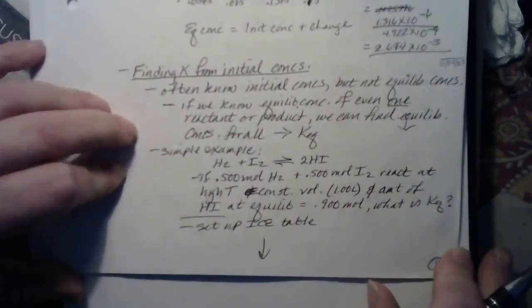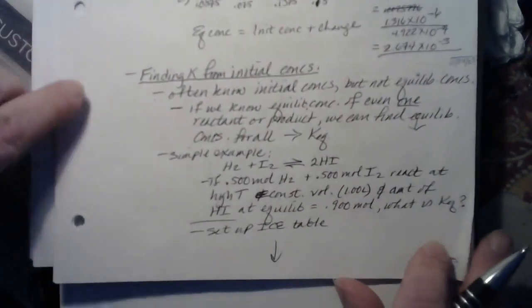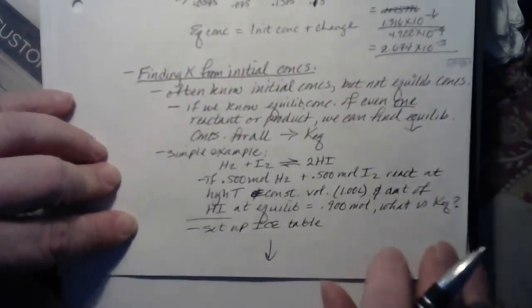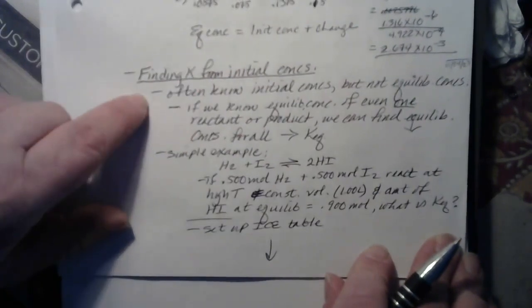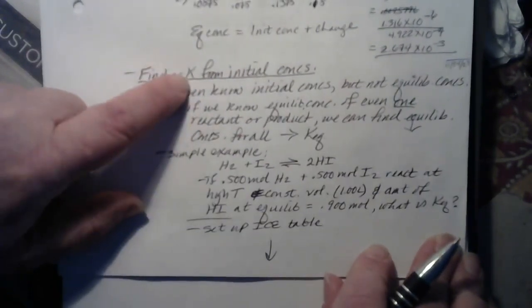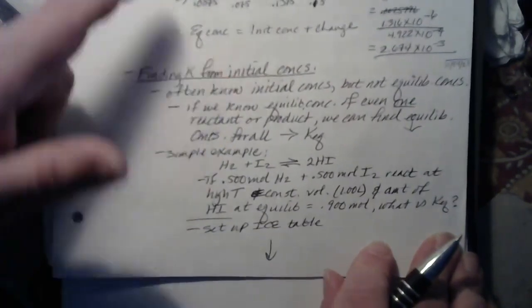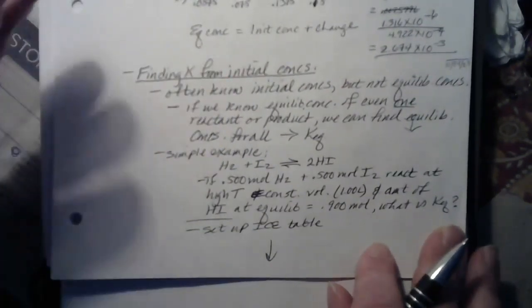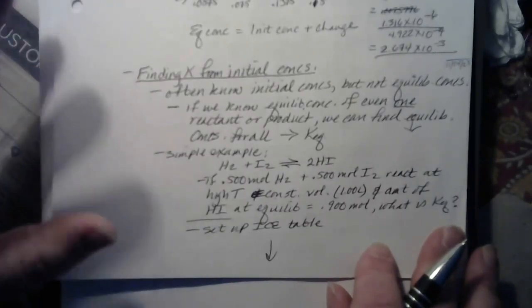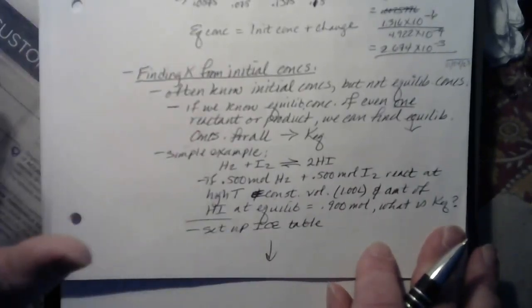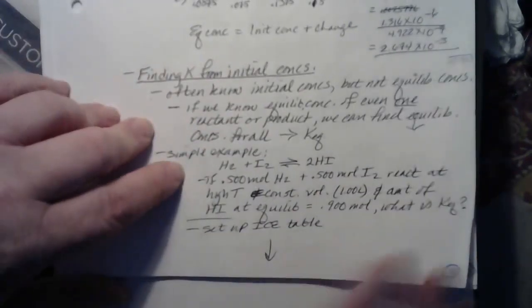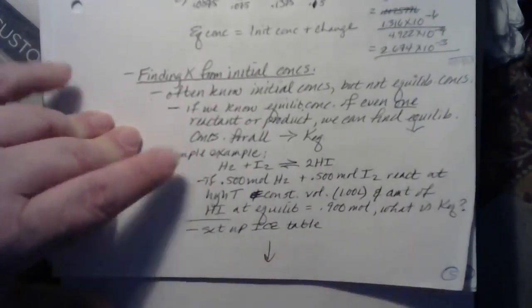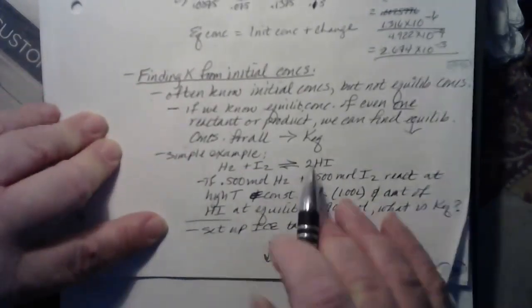To elaborate on the idea in a little more detail. One of the things you might want to use one of these ICE tables for, and remember ICE stands for initial, change, and equilibrium, would be finding K from initial concentrations. Like the example I showed before, where you know the initial concentrations for everything, but you only know the equilibrium concentration for one thing. Well, you can use that information to figure out the equilibrium concentrations for everything else. And once you have those, you can find the equilibrium constant.